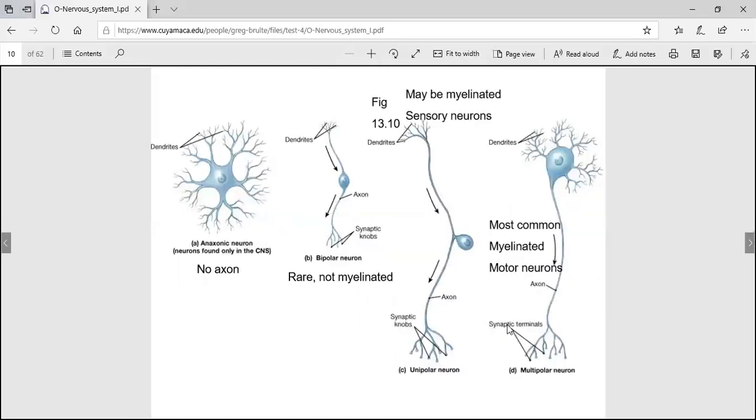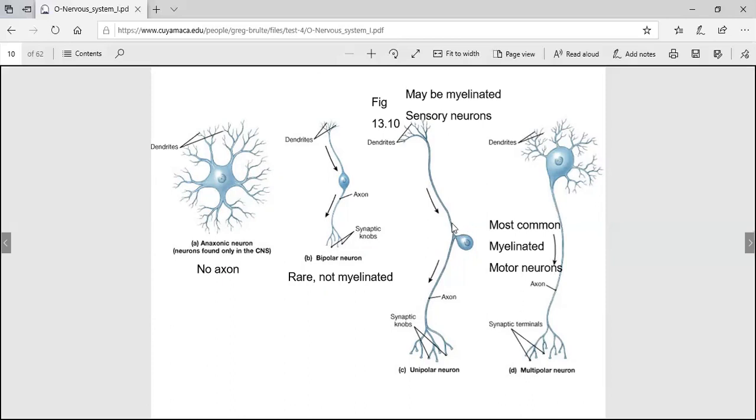These are just point and name. Don't miss the easy stuff. Shapes of neurons. So this neuron here, when they looked at them under a microscope years and years ago, they didn't know what they were looking at. They go, oh, look, a pole, a pole, a pole, a pole, a pole. We're going to call that a multipolar.